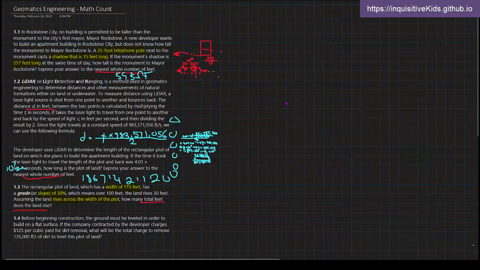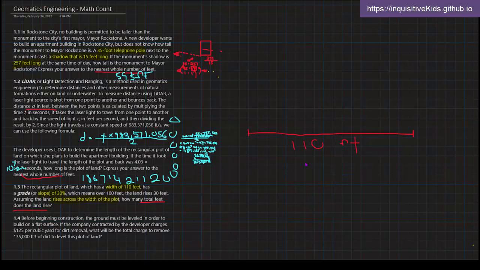Well, the easiest way is to draw a picture. It's saying that it rises over the width of the plot. And we know that the width of the plot is 110 feet. Great, so we have right here, and we're going to label that 110 feet. This is the width of the plot of land.